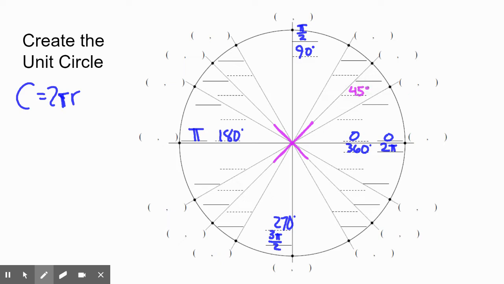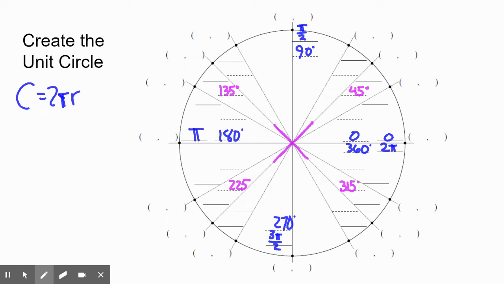All right, so 0, and then 45 is half of 90, right? 45, 90, and 45 more is 135, right? And 180 and 45 is 225 right there. And 270 and 45 is 315 degrees, right? All right, so now we're going to do those in pi instead.